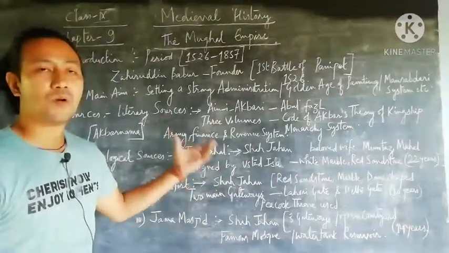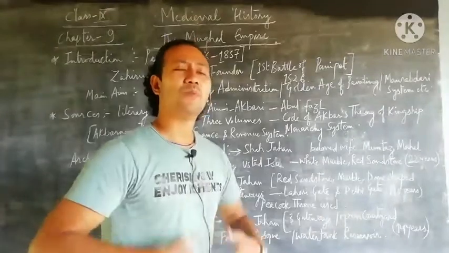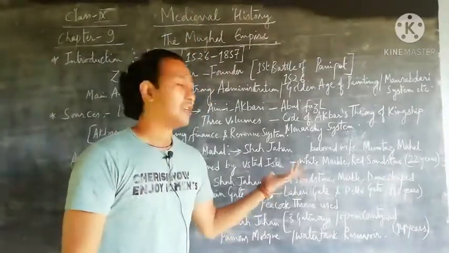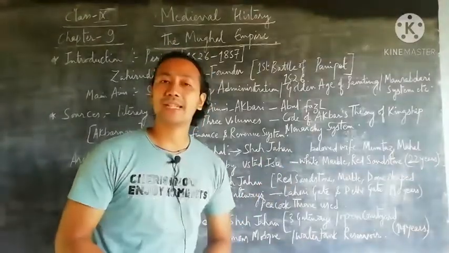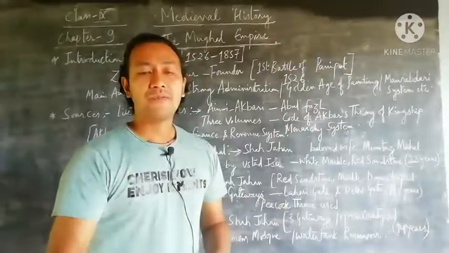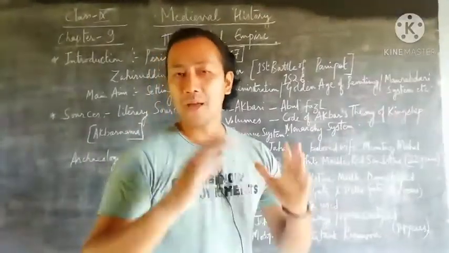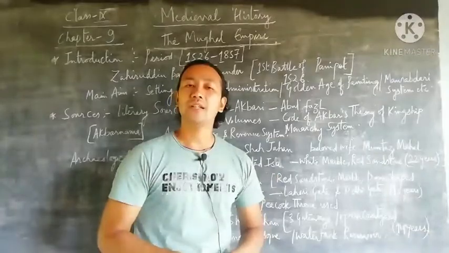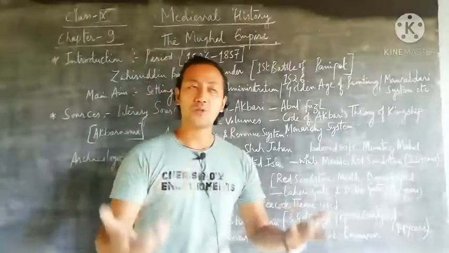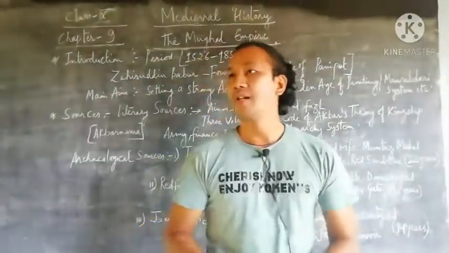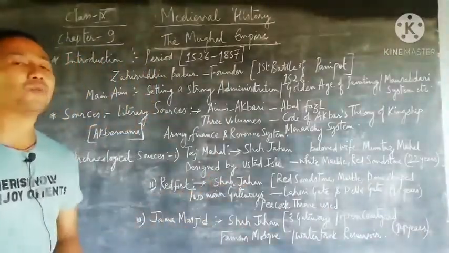So first we'll focus on the monuments and the archaeological sources topic, that is Taj Mahal. Taj Mahal we all know very well. No need to give more introduction about this Taj Mahal, because it was built by Shah Jahan. It was designed by Ustad Isha, and that was a gift to his beloved wife known as Mumtaz Mahal, which took nearly 22 years to build. It is located in Uttar Pradesh state in a place called Agra. And the material that was used to erect Taj Mahal was white marble as well as red sandstone.